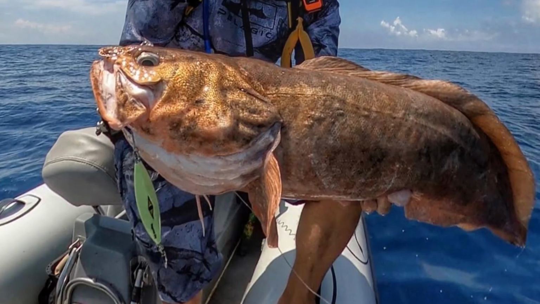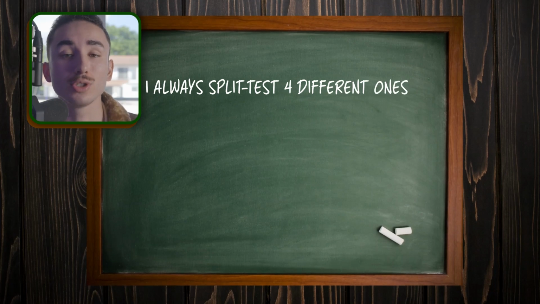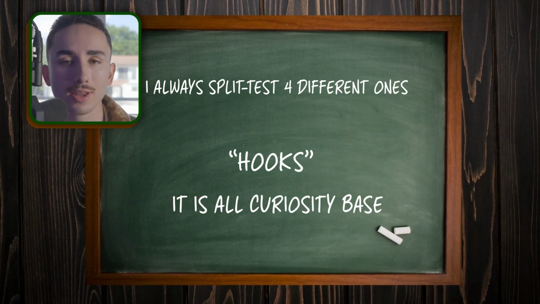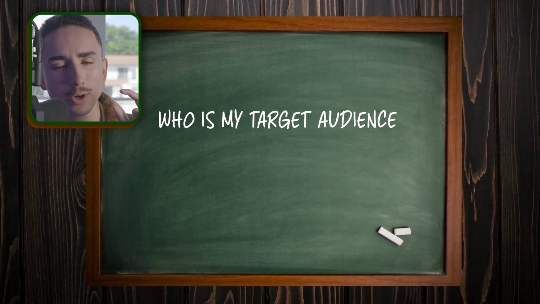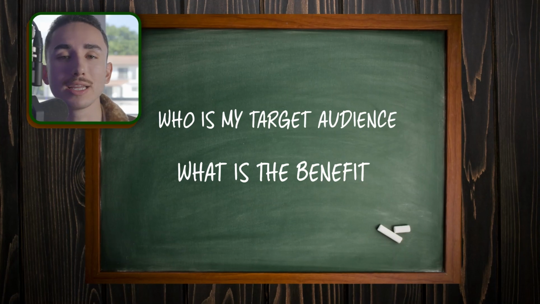All right, cowboys, let's talk about reeling in those big bass, those big fish. And you can only do that by having a good hook in your video ad. So I always split test 4 different ones because you don't know what's going to resonate with your audience the most. Now, when it comes to hooks, it is all curiosity based. Give people enough of a reason to watch till the end of the video. And you typically are going to do that by understanding specifically who is my target audience and what is the payoff? What is the benefit that they want in their life? And the more concise and clear and relatable that hook is, the more likely someone is to watch.